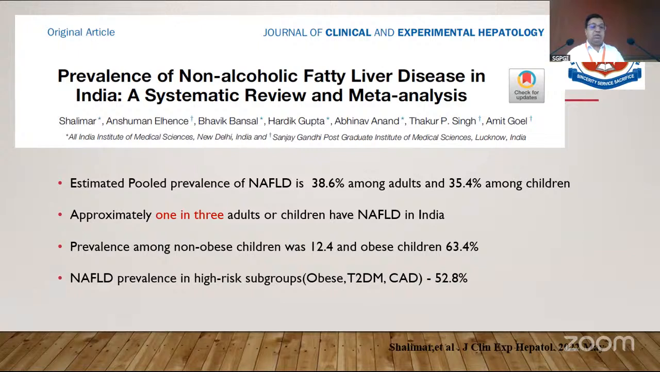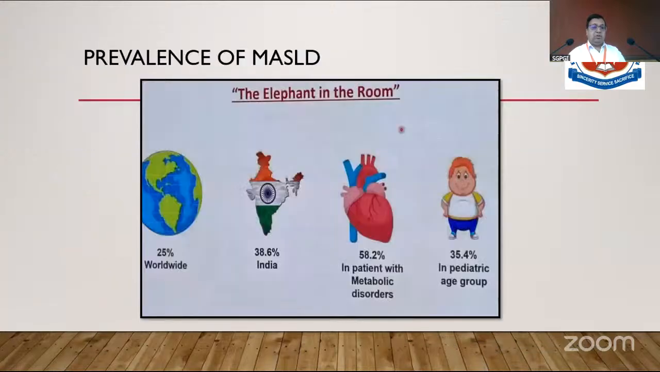So approximately 1 in 3 adults or children have NAFLD in India. Prevalence among non-obese children was 12.4% and obese children was 63.4%. Such a huge prevalence of MASLD in India. NAFLD prevalence in the high risk group is 52.8%. As shown in the meta-analysis, prevalence of MASLD is 25% worldwide, but in India it is 38.6%, patients with metabolic syndrome have 58.2% prevalence, and the pediatric age group has 35% prevalence of MASLD.